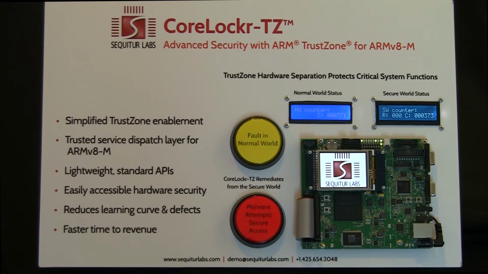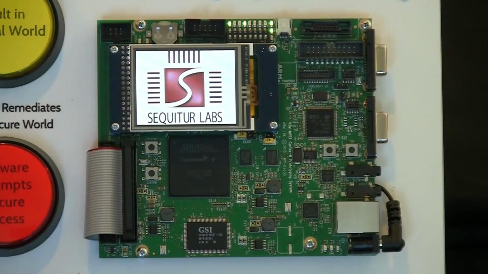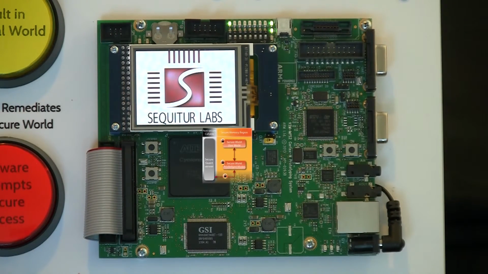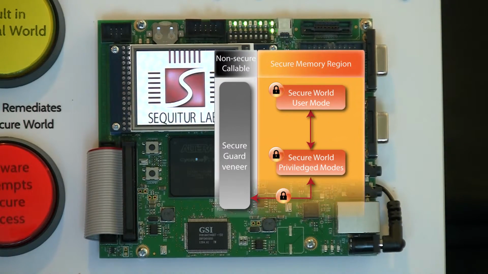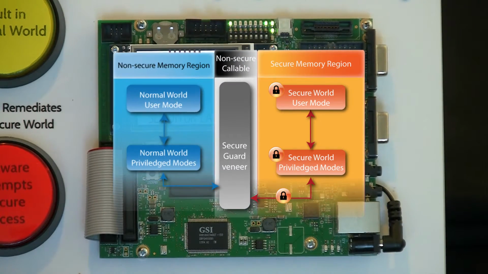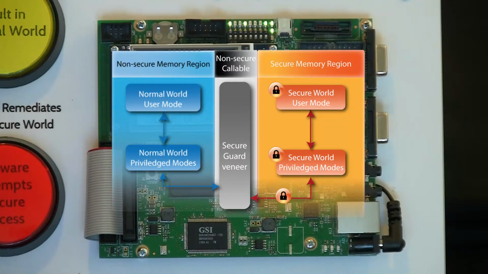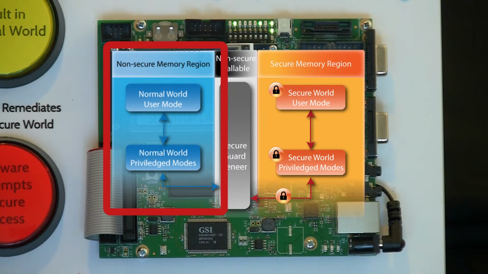The demo shows how such devices can be secured using TrustZone for v8m and how developing the application is simplified using CoreLockrTZ. Let's first go over the security capabilities of TrustZone for ARM v8m. Remember that with TrustZone for v8m implemented, the device has two types of memory regions, secure and non-secure. Secure code runs in secure memory. Let's call that the secure world. Non-secure code runs in non-secure memory, or the normal world.